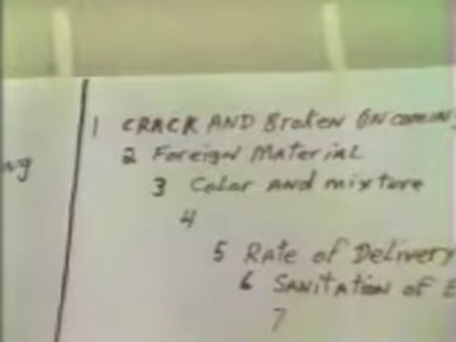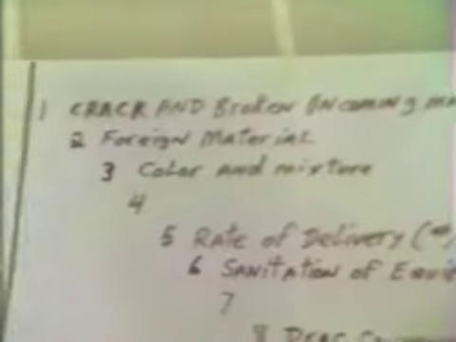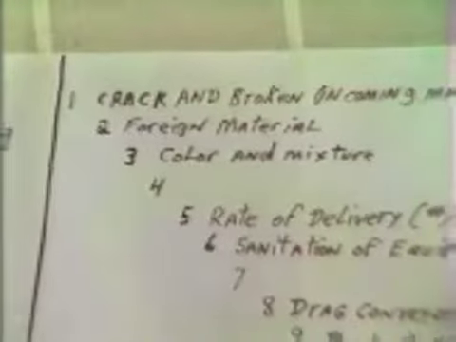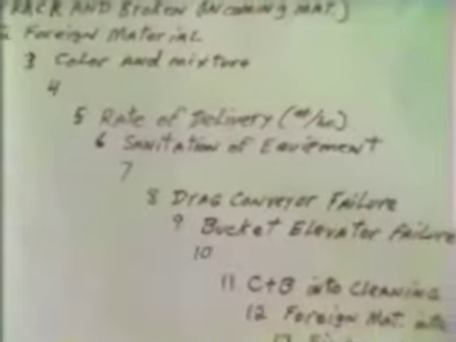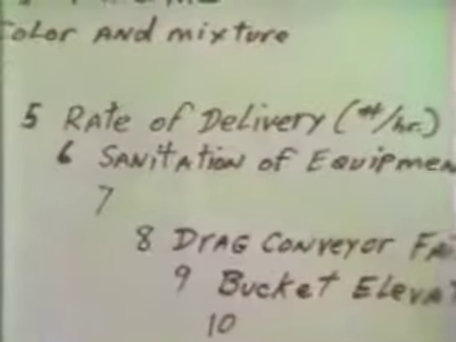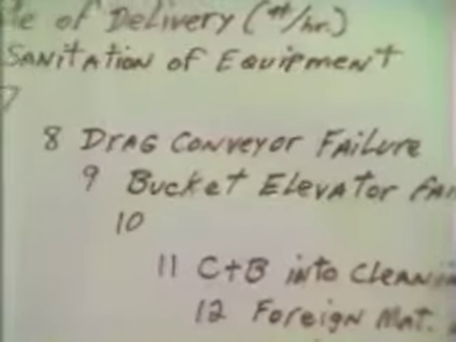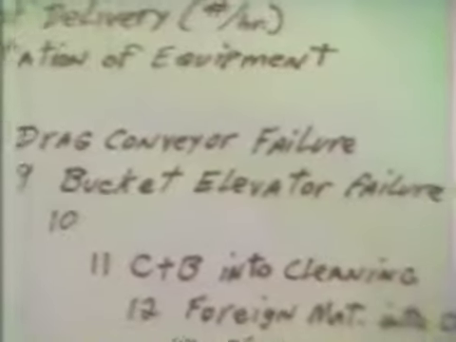Now, the technique that's being used here is to start off with material variances such as cracked and broken pieces of corn, corn material, color, and so forth. List those as incoming variances, and then move on to listing some processing variances that are key, such as the rate of delivery, the sanitation of the equipment, and then maybe some equipment variances such as failure of the drag conveyor or bucket elevators that aren't working properly.